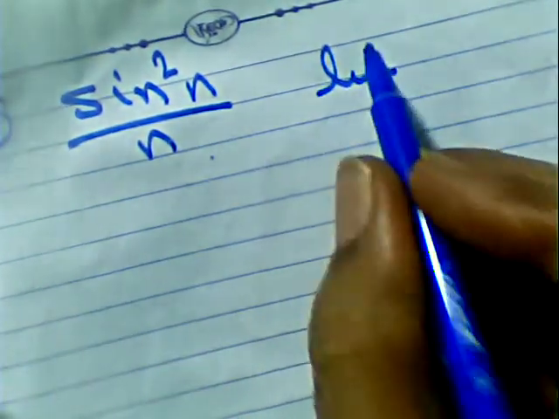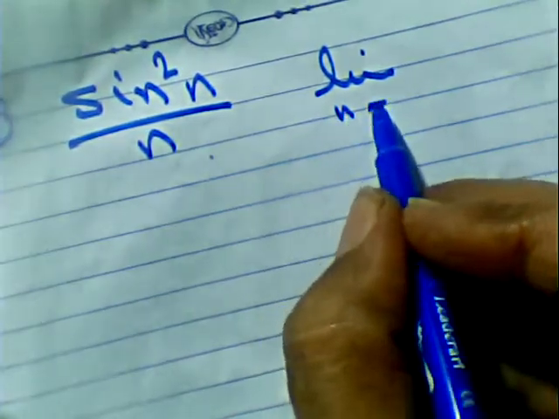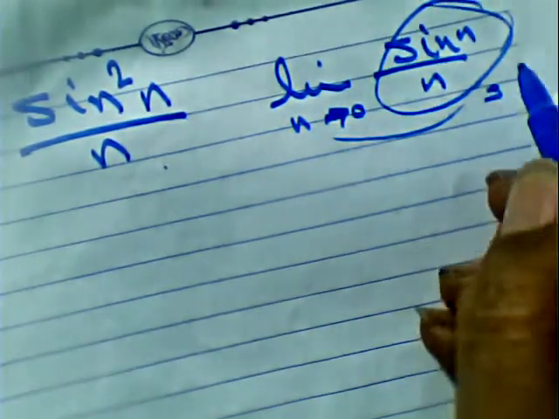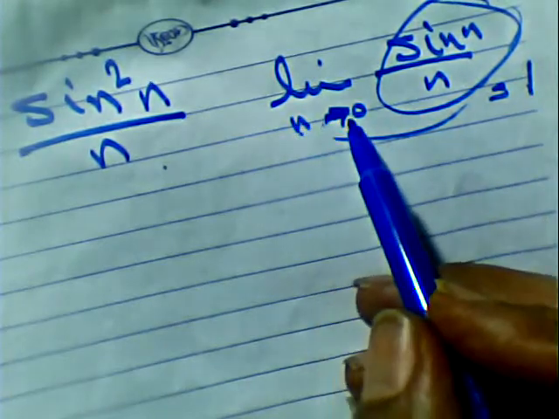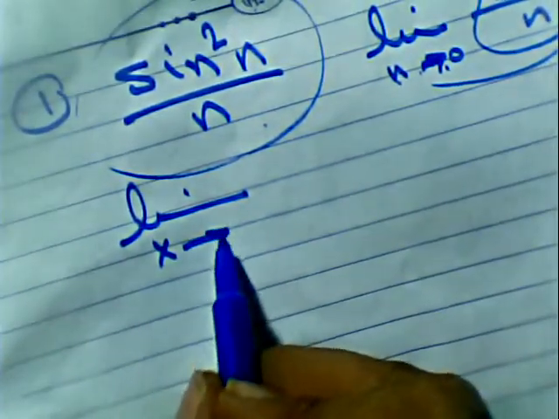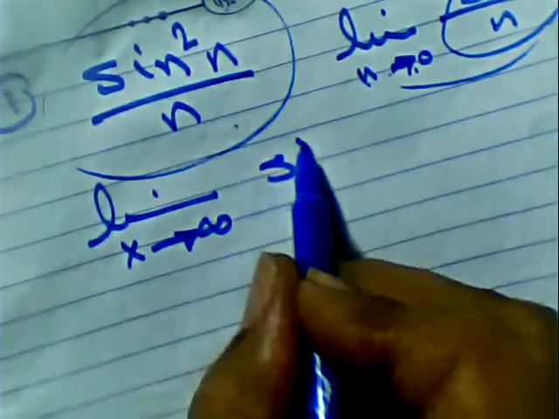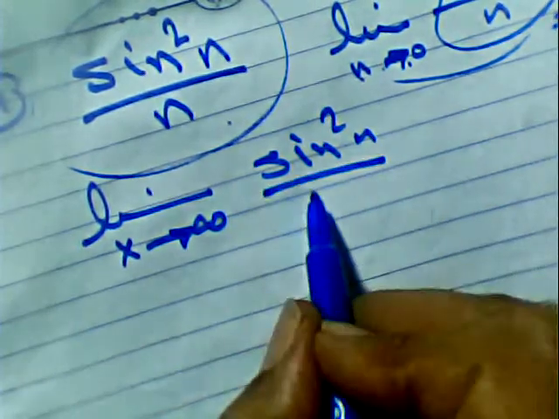We already know the limit as n goes to 0 for sine n over n equals 1. But here we need this limit for n going to infinity, and not 0, for sine square n over n.